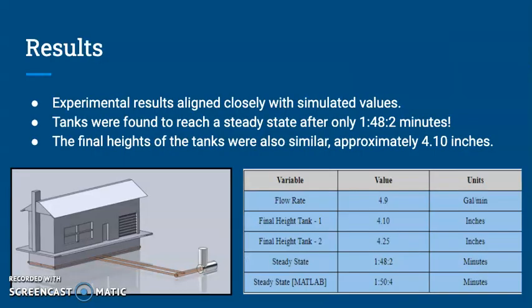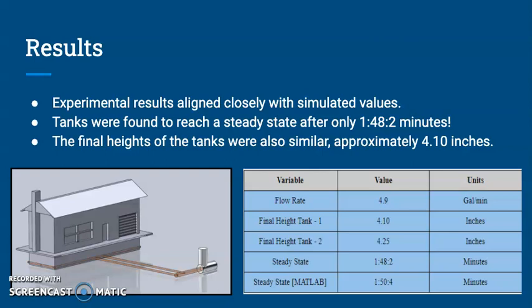By looking at the results of the simulation and the experiment, you can see that the time it takes to reach steady state was very similar, and it only took about 1:48 to 2 minutes to reach steady state. The final height of the tank, you can see, was also very close, one being 4.25 inches and the other being 4.1 inches.